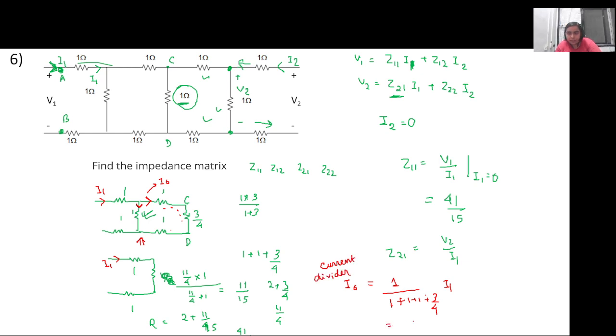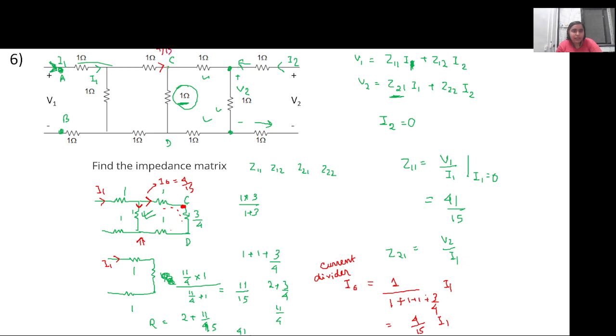So this will be equal to 3, 12 plus 3, that is 15. 4 by 15 into I1. So basically I0 is equal to 4 by 15 I1. Now if we go back one step to this circuit, so this was the equivalent circuit up to this much. This CD, you see, towards C, this current was flowing 4 by 15.